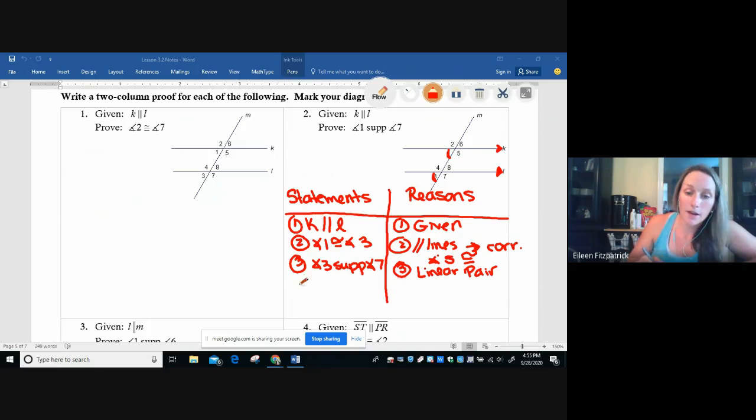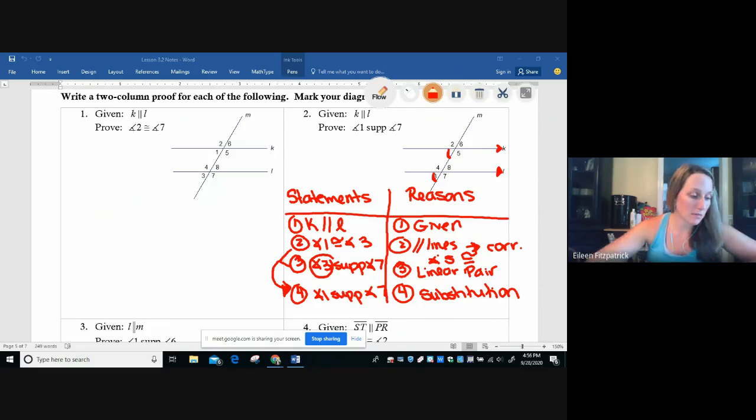All right, from there, how do those two connect to give us something new? Well, since 1 and 3 are congruent, let's replace this 3 with what it's equal to, an angle 1. So I'm going to say angle 1 is supplementary to angle 7, and that is substitution. In this case, it cannot be transitive. It has to be substitution.